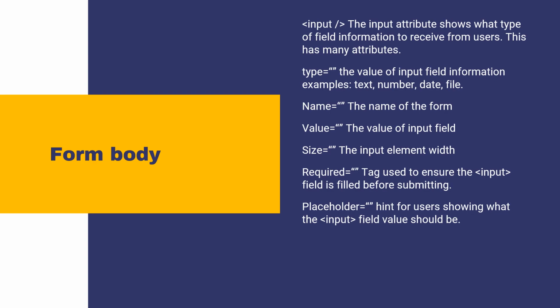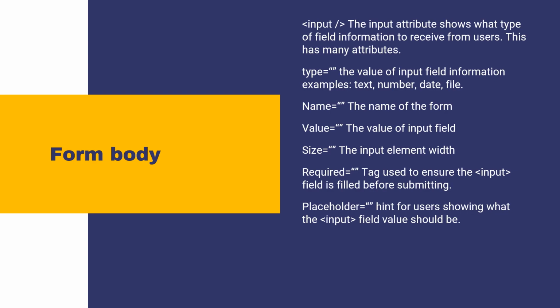Now, one of the attributes we have is type. When you say input, put the type. The type will specify whether we're accepting a file, or a text, or a date, whatever it's going to be. So we normally use the type to tell the system what exactly it's getting.